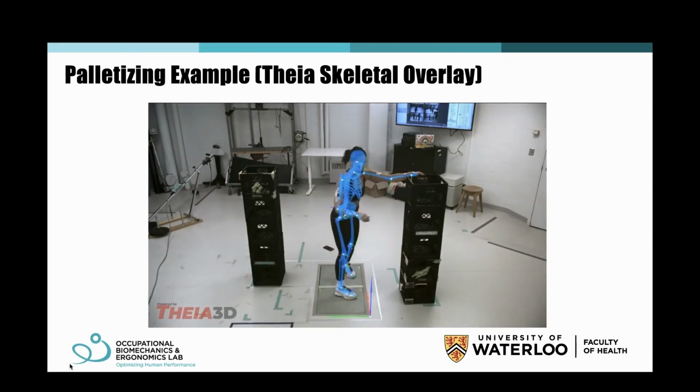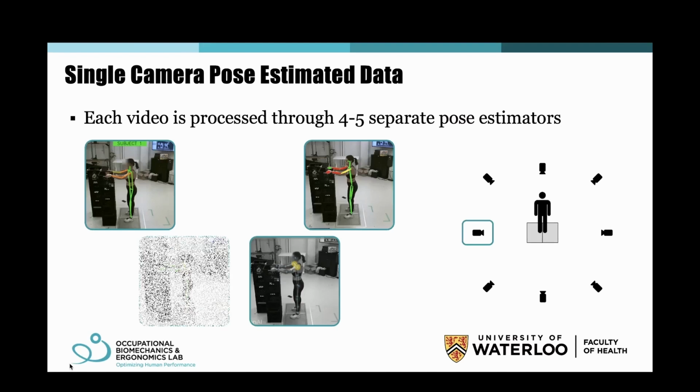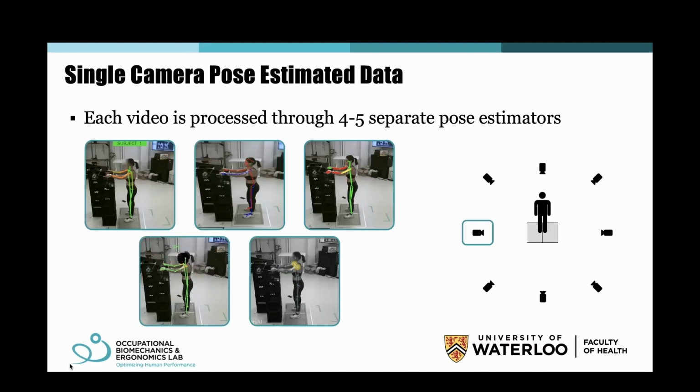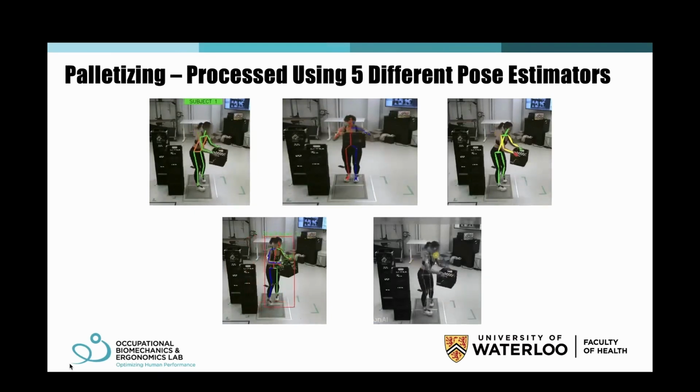Each of the 8 cameras captured videos at the same time. Like I said, they were synchronized together, and each of those videos was then uploaded and processed through 4 to 5 separate pose estimation companies. So here's a quick picture of what those look like for the palletizing task. But I'm going to show some videos of what each of the 5 different companies we used produced for that same palletizing task.